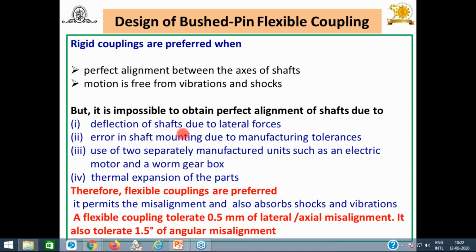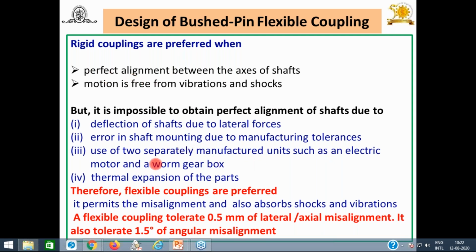One is the deflection of the shaft due to lateral forces. Because of that deflection, there is no possibility of perfect alignment. Second, because of mounting of the parts here, and during manufacturing, you will find some error in the dimension of the shafts. That's why you will find it's not possible to maintain a perfect alignment.